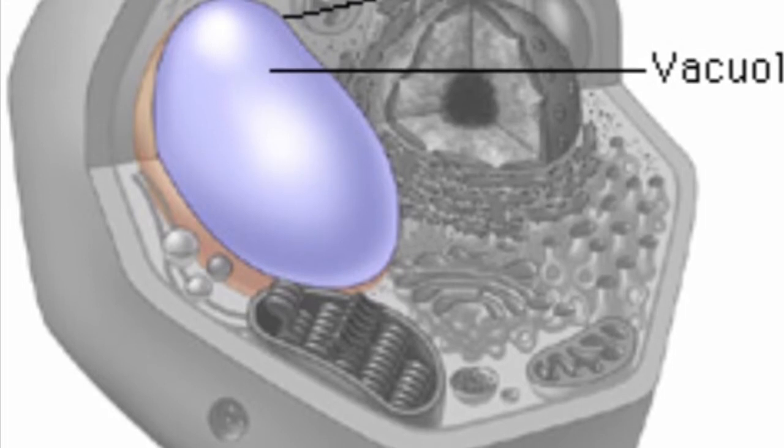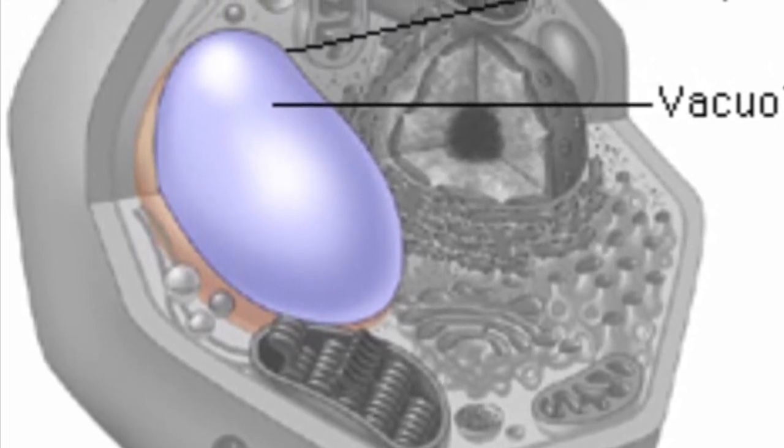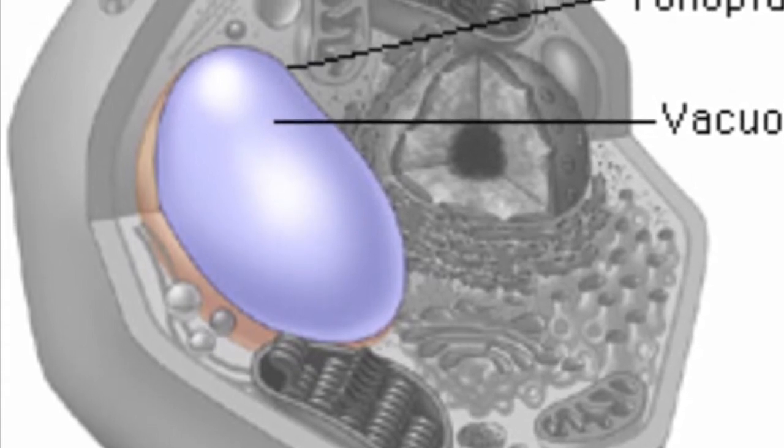Now let's discuss the central vacuole. The central vacuole stores vital chemicals and acts as a trash bin. This helps the cell grow by absorbing water and causing it to get bigger.